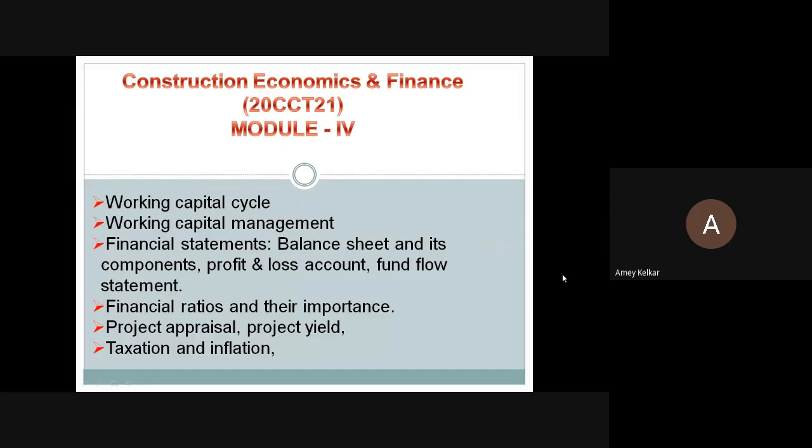questions from module 4. So module 4 consists of working capital cycle, working capital management, financial statements, which includes balance sheets and its components, profit and loss account, fund flow statements, financial ratios and their importance, project appraisal, project yield, taxation, and inflation. So these are the contents of module 4, which we'll be covering up to this week and next week.